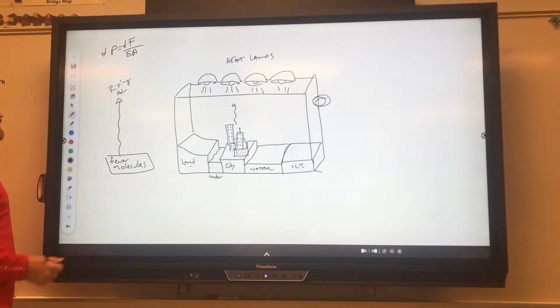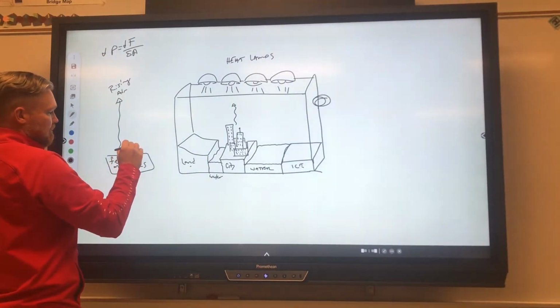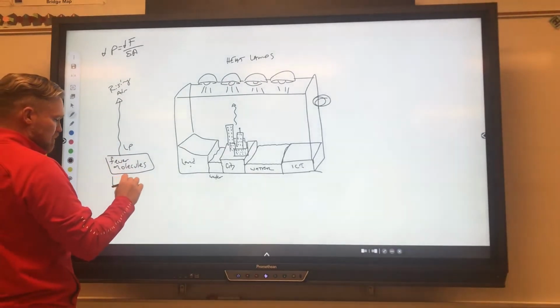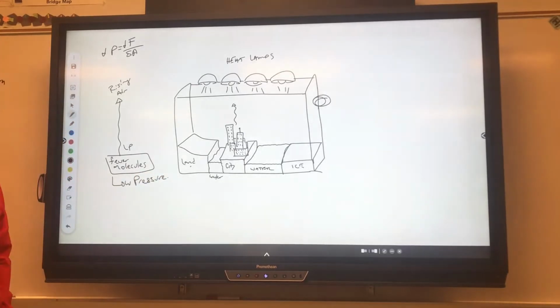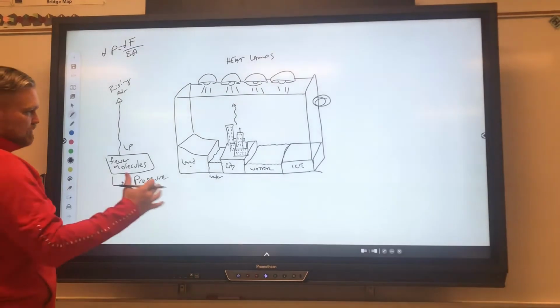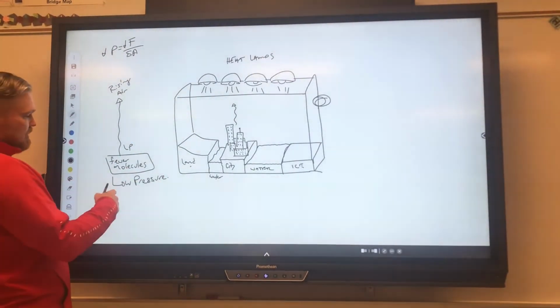That decreases as well, right? So that means that I am at this point going to have low pressure, LP. Let me rewrite that for you here. Low pressure. Now, this is just kind of a crayon drawing of what's going on here. So bear with me on that. Don't think that this is like high level stuff yet.